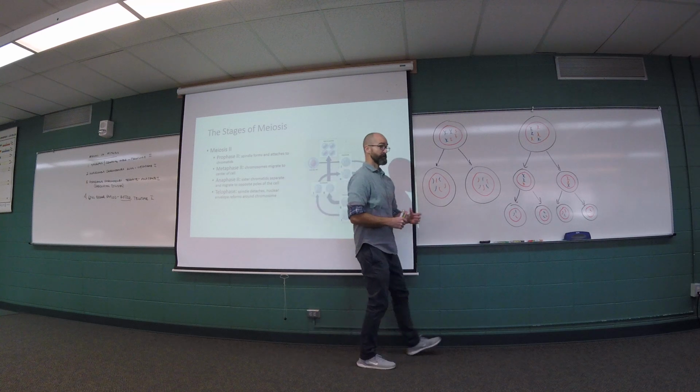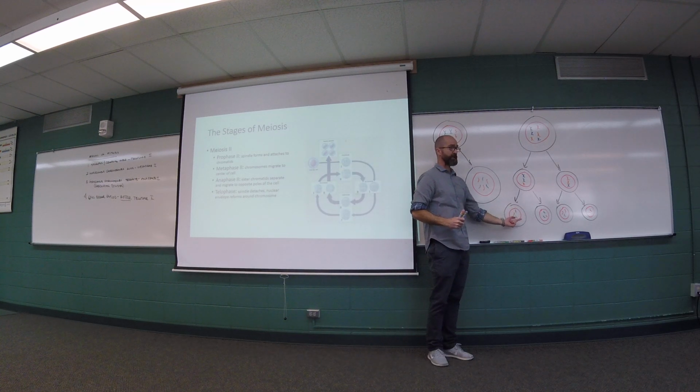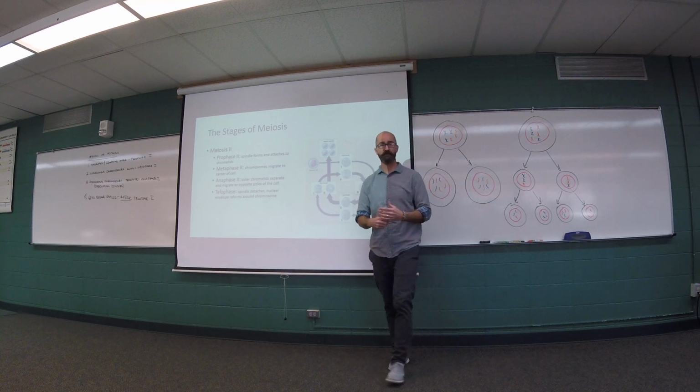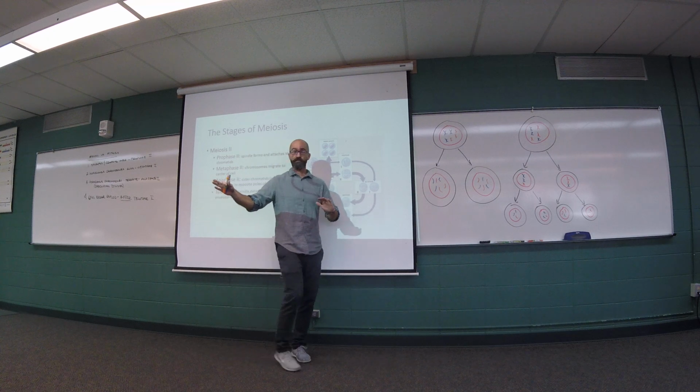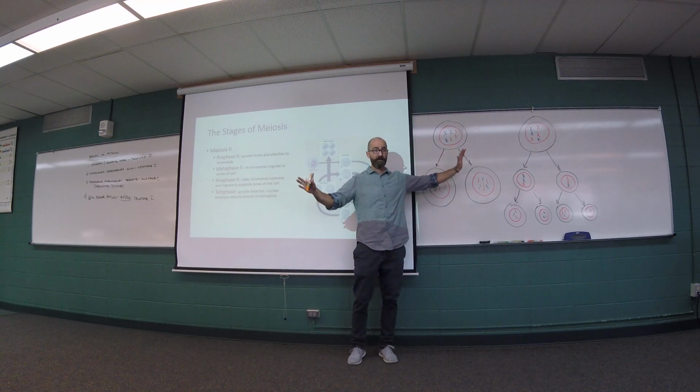So each of the chromosomes should be unique, and each cell should have a unique composition of chromosomes. And we'll talk about those ideas in just a few minutes. But from a macroscopic level, does this kind of make sense, the difference between mitosis and meiosis?